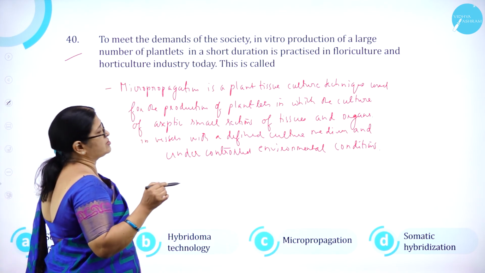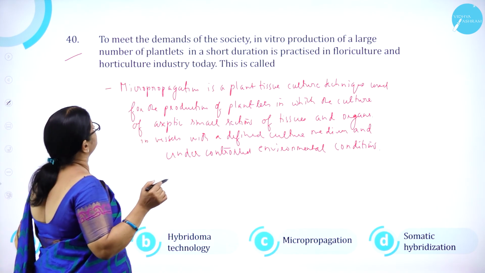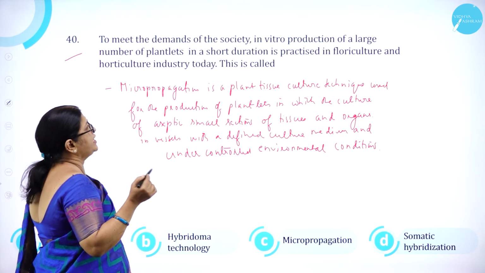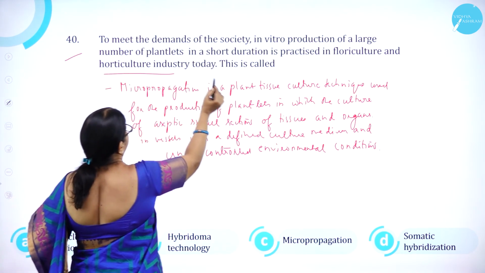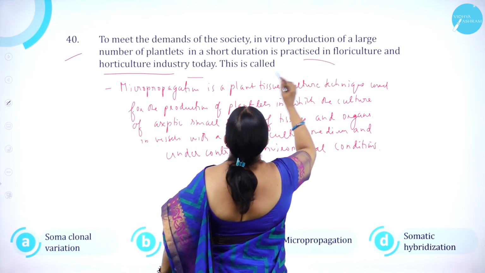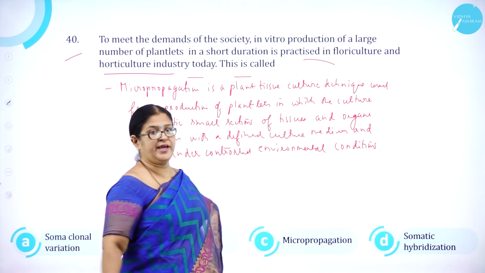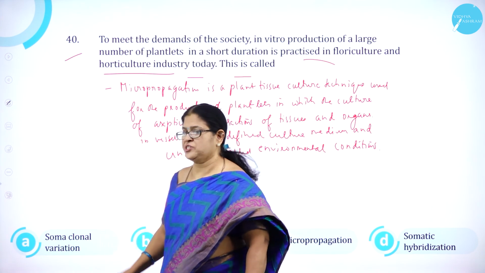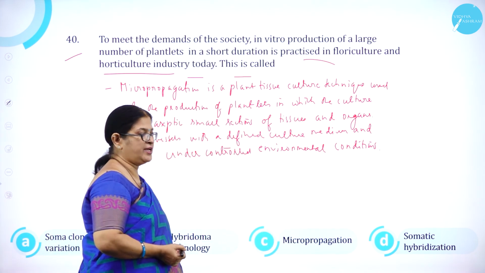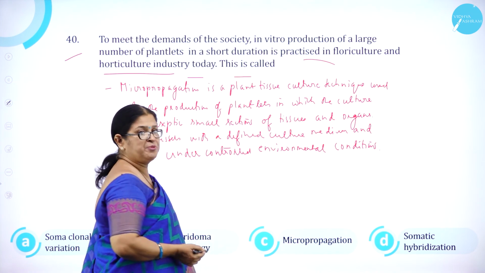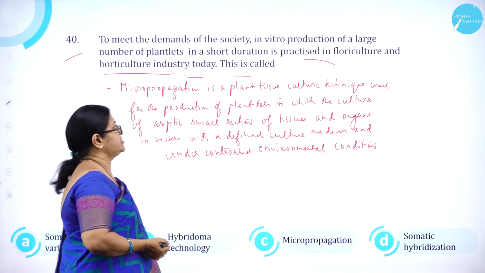To meet the demands of society, in vitro production of a large number of plantlets in a short duration is practiced in the floriculture and horticulture industry today. This is called: option A, somaclonal variation; option B, hybridoma technology; option C, micropropagation; and option D, somatic hybridization.